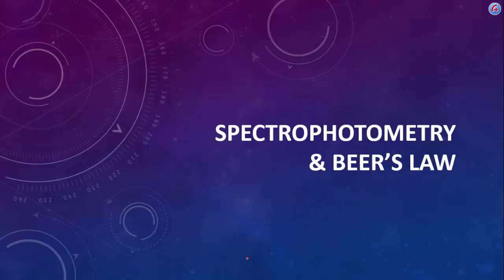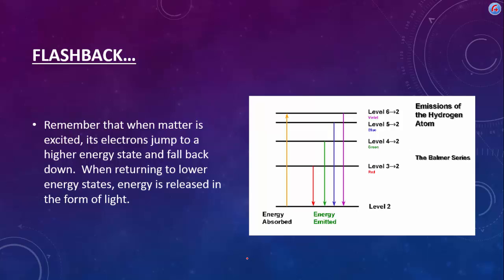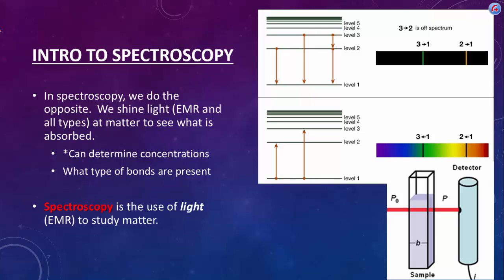Alright, welcome to our video on spectrophotometry and Beer's Law. So, quick little flashback. Remember that when we talked about electrons jumping up and down, when they fall down, they give off photons of light. Well, in spectroscopy, we're going to do the opposite.